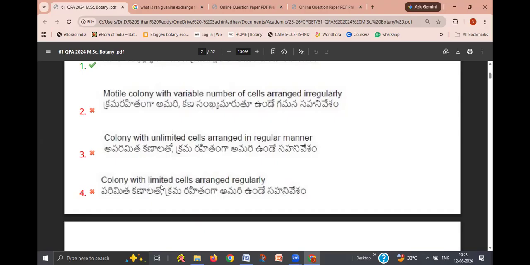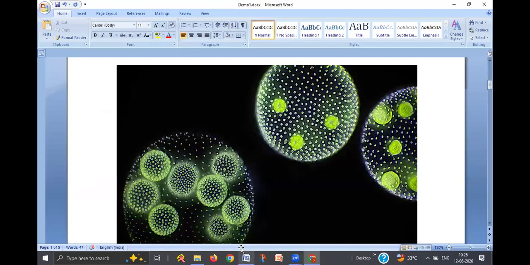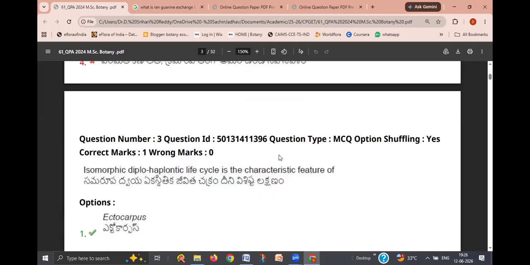Coenobium may be motile or non-motile. If they have flagella, they are motile. If they don't have the flagella, they are non-motile. But the main feature is they are limited in number and arranged regularly. So that is what we see here. You see, this is the coenobium of Volvox. Here in the asexual reproduction, inside the Volvox, there are so many daughter coenobia produced. That is the answer.